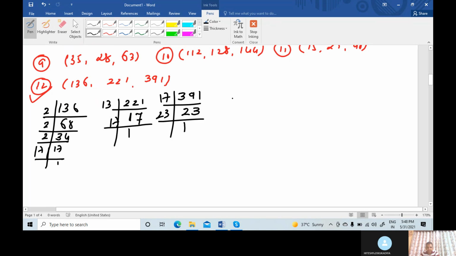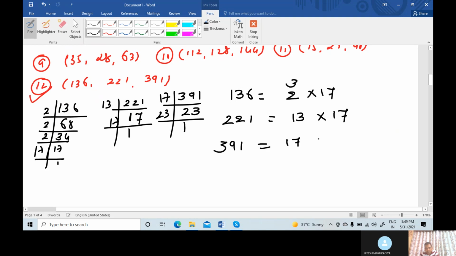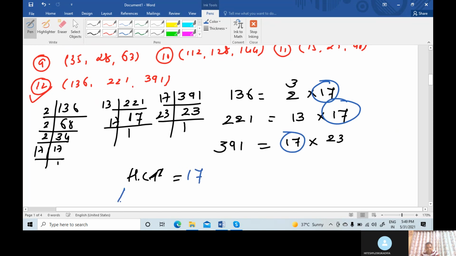Now write your factors here. 136 is 17 eights. Then 221 is 13 into 17. Then 391 is 17 into 23. Now write the HCF. HCF is the common factor. Here 17 is the common factor. So HCF is 17.